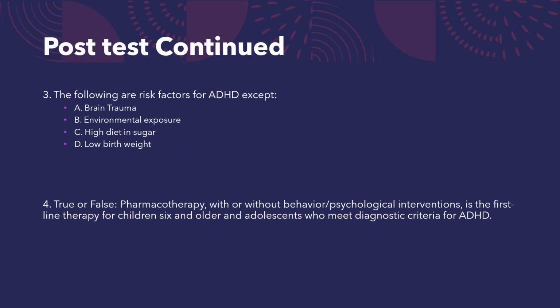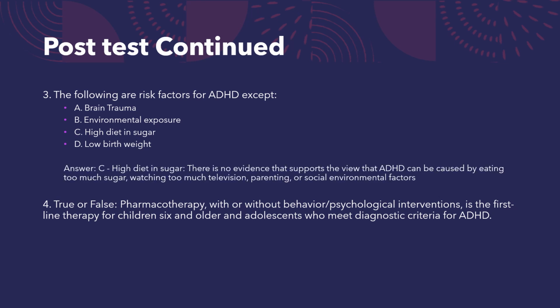Post-test continued. Number 3. The following are risk factors for ADHD, except C. High diet and sugar. There is no evidence that supports the view that ADHD can be caused by eating too much sugar, watching too much television, parenting, or social environmental factors at this time.